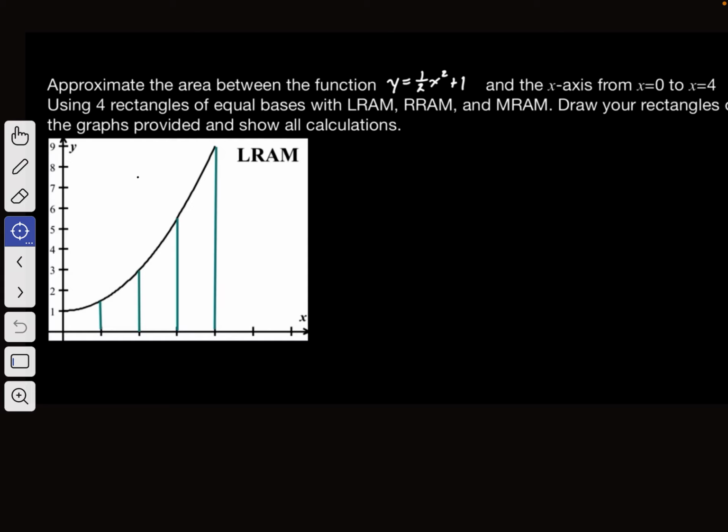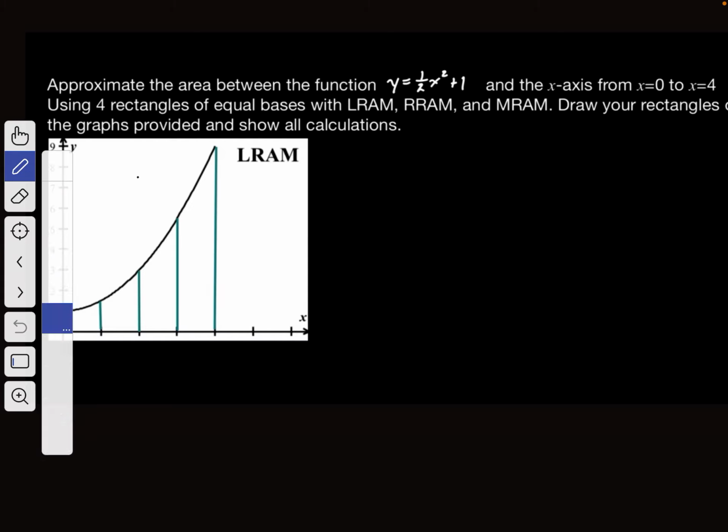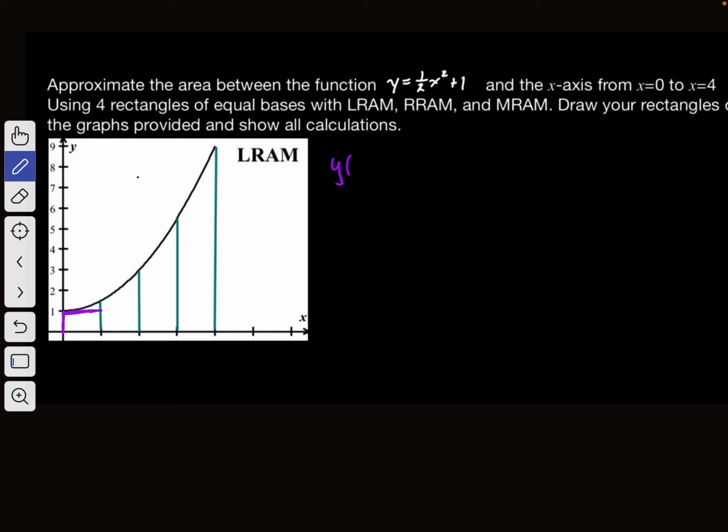So let's start with an LRAM. With an LRAM, we're going to draw our rectangles so that the left side is going to determine the height. And so we're going to divide into 4 equal sections, and it's already done for us. That's nice. So this first rectangle is going to have a height of f of 0, or y of 0. So I'm going to evaluate, and I get a height of 1.